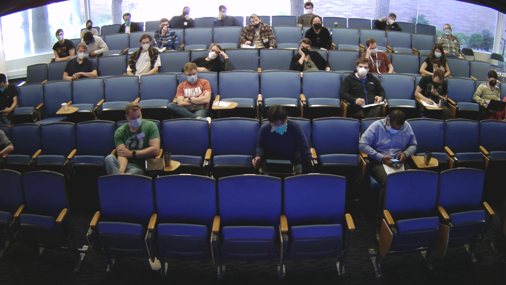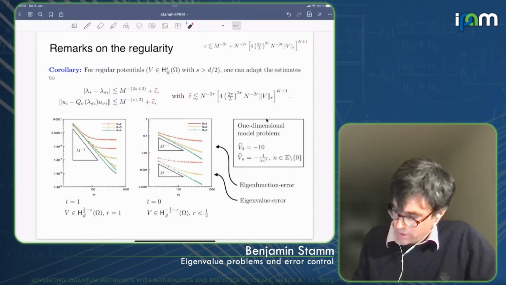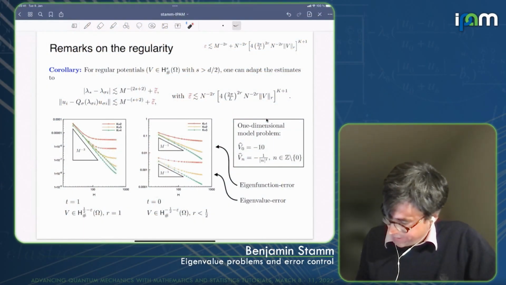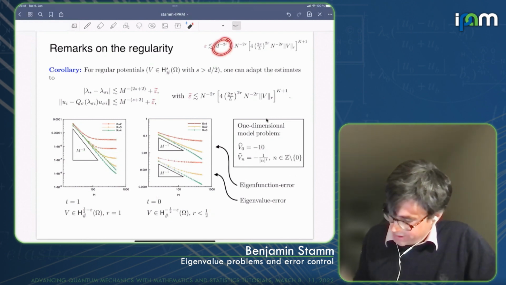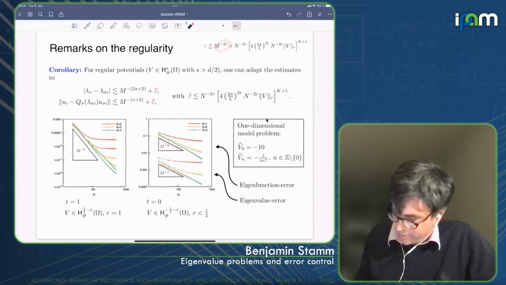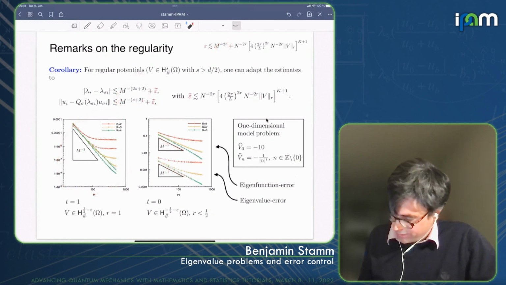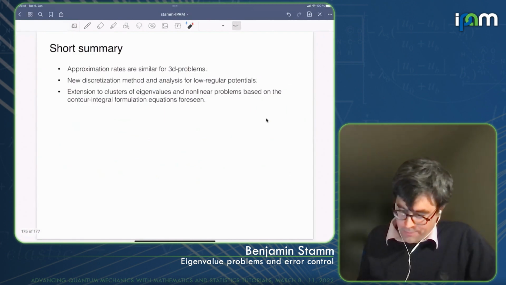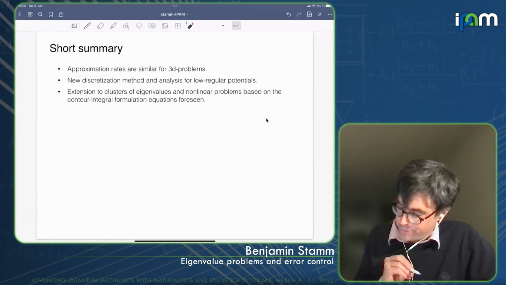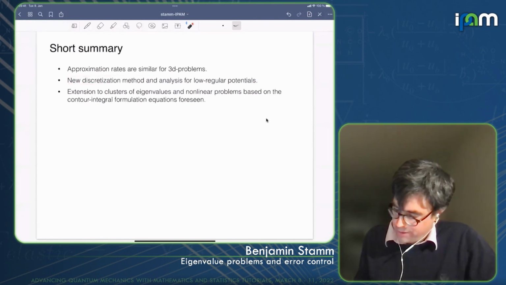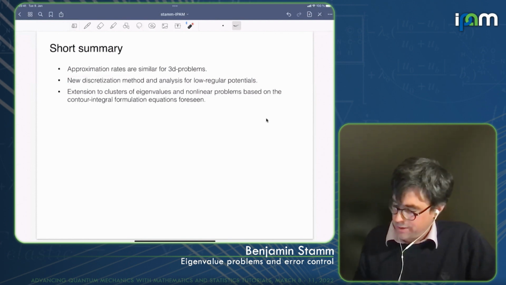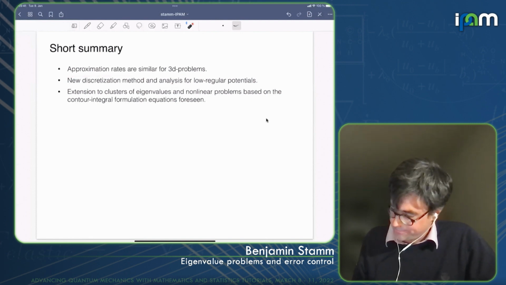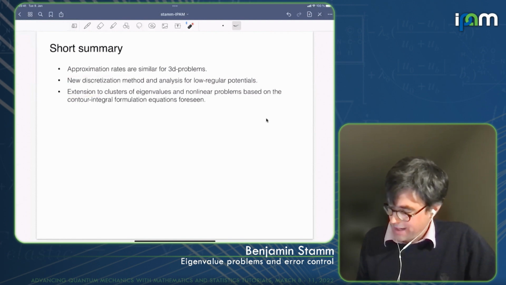And for non-regular potentials, you see a leading factor here, given by this term, but you don't have this kind of analysis here because you don't have enough regularity. So, a short summary: the approximation rates are similar for 3D problems. There's a new discretization method, and the analysis goes into regimes for low-regularity potentials where the variational analysis does not hold, and extensions to clusters of eigenvalues and nonlinear problems, based on contour integral formulations, can be imagined.